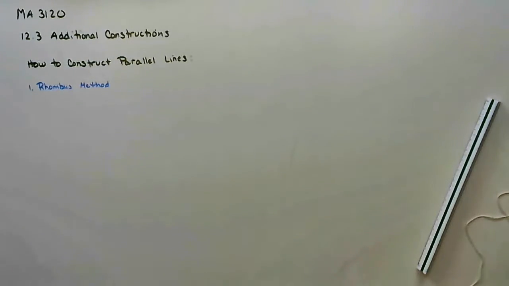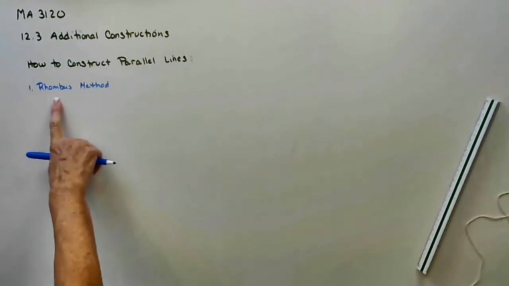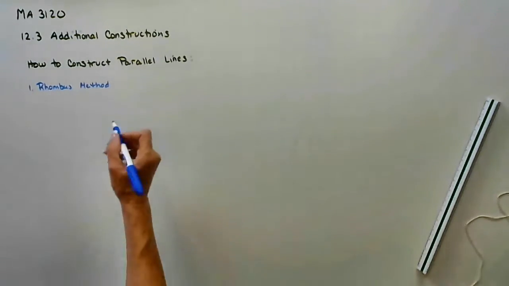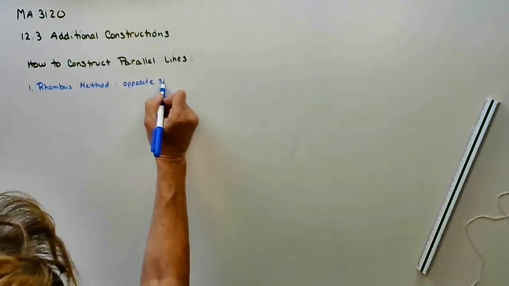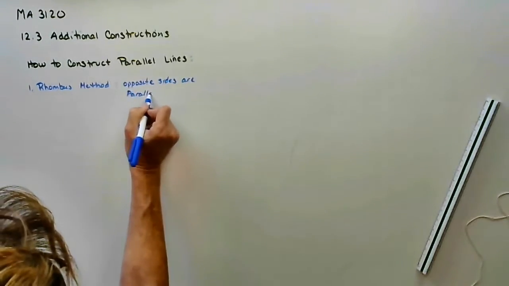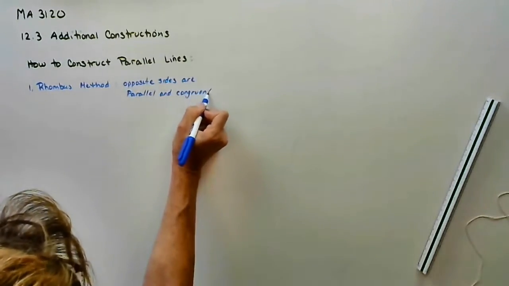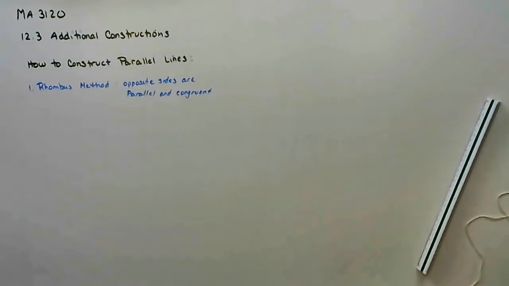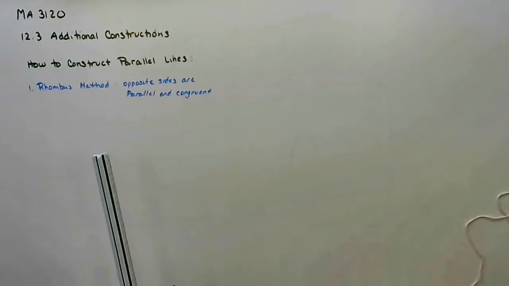And what we're going to do is actually construct a rhombus. Okay? And let's think about what a rhombus is. A rhombus has four sides. Opposite sides are parallel and congruent. And in the last section, we talked about how to copy a segment. Well, that would keep them congruent. So let's start with this.